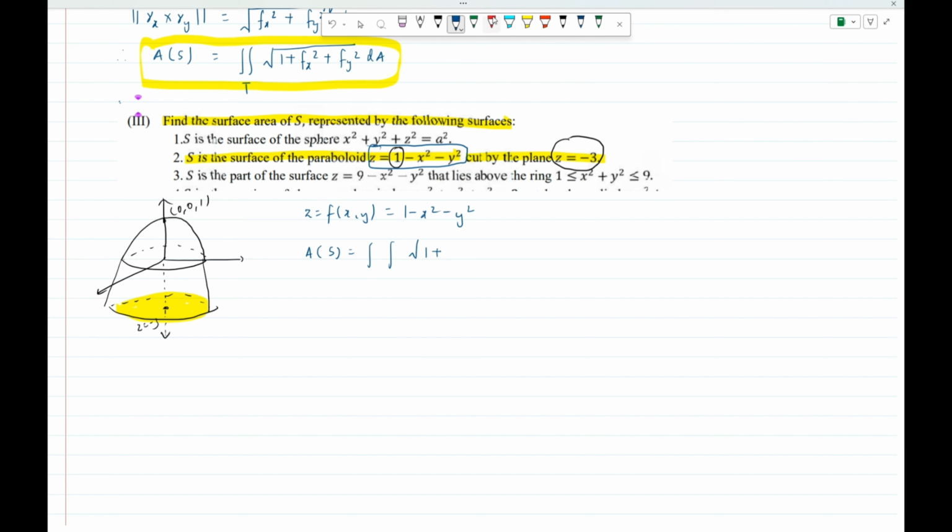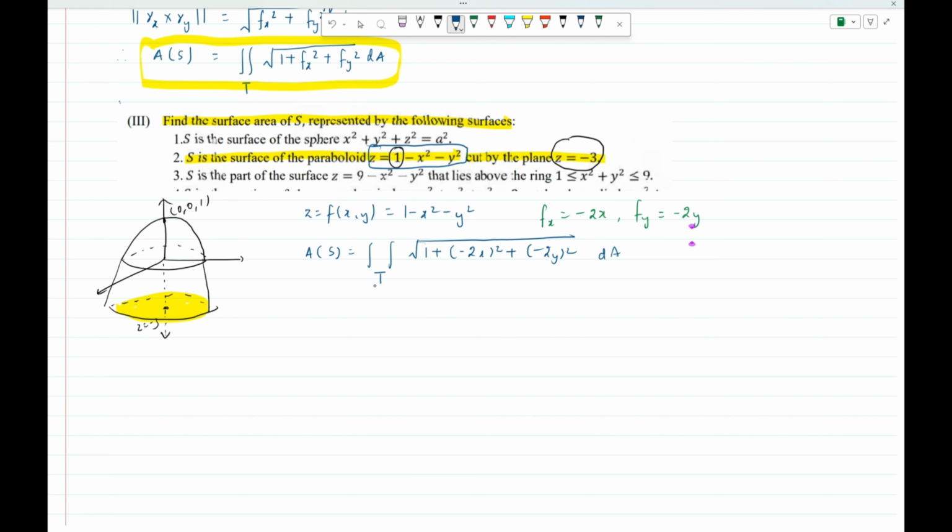1 plus the partial derivative of f with respect to x, which is going to be negative 2x, and the partial derivative with respect to y, which is going to be negative 2y. So this is going to be 1 plus (negative 2x) square plus (negative 2y) square, and then of course here we can have either dy dx or dx dy. For the time being, I'm just putting the element as dA. And here we have the region T.